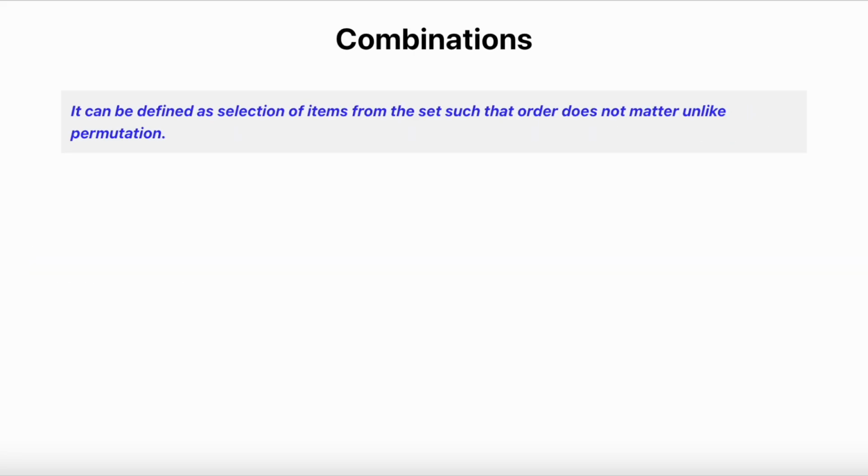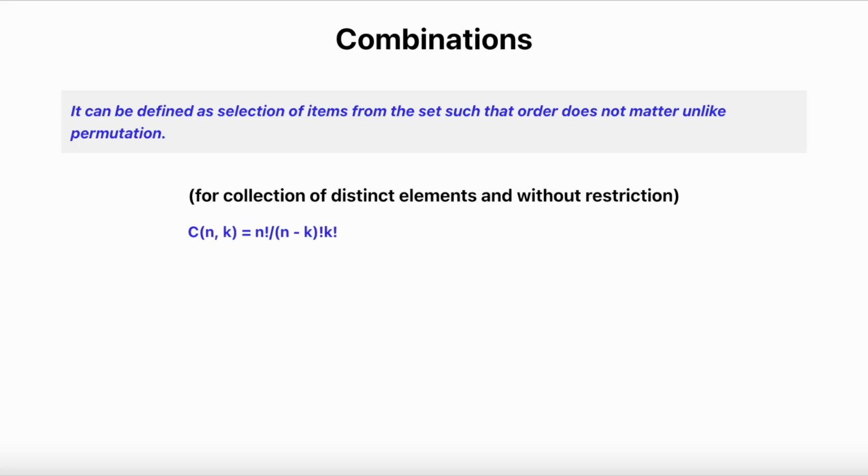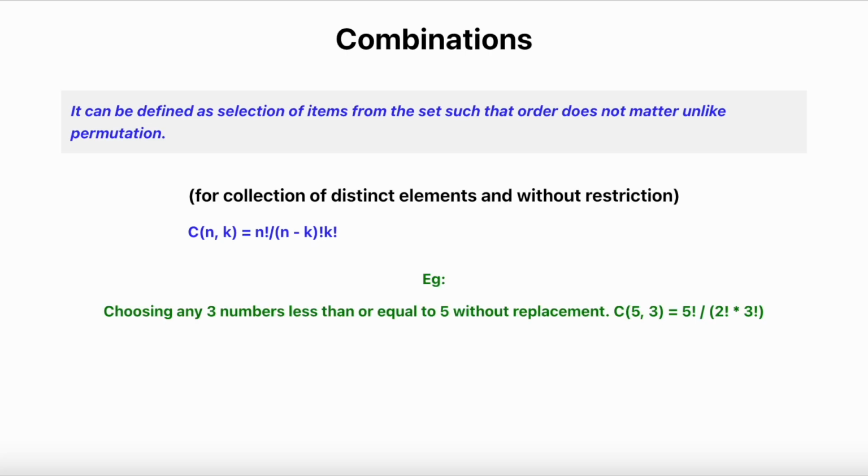Combinations can be defined as selection of items from a set such that order does not matter, unlike permutation. There are two types of combinations for a set. One type is without restriction, where a specified number of elements of a set are selected without any restriction. The formula is C of n comma k is equal to n factorial by n minus k factorial into k factorial. For example, choosing any 3 numbers less than or equal to 5 without replacement is C of 5 comma 3.